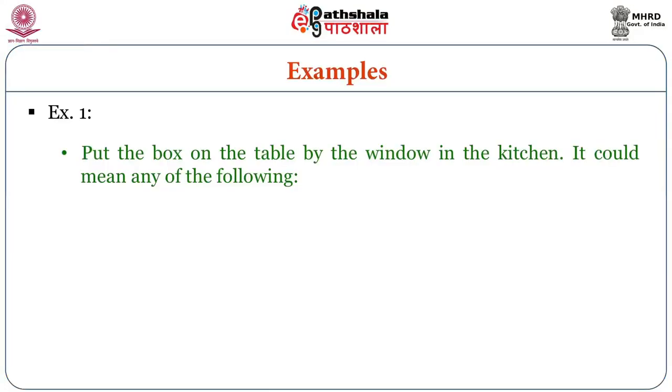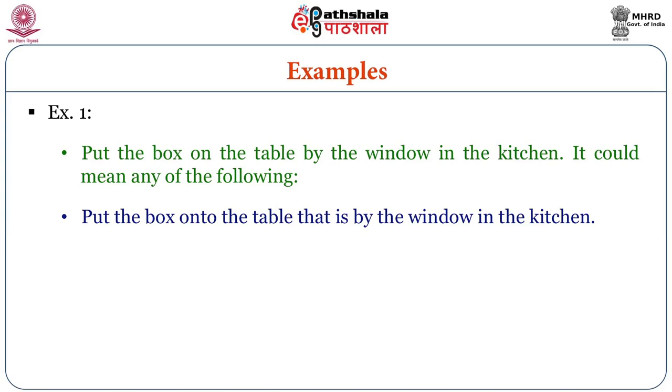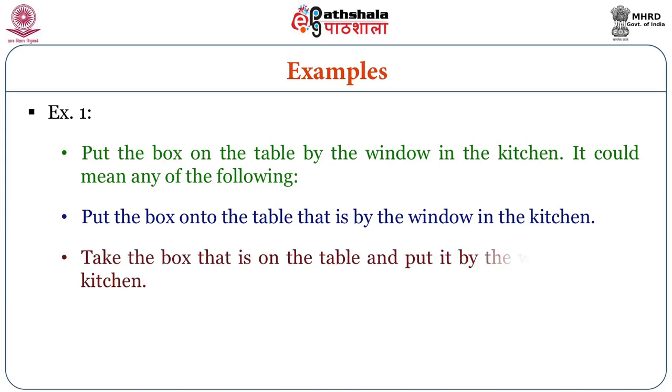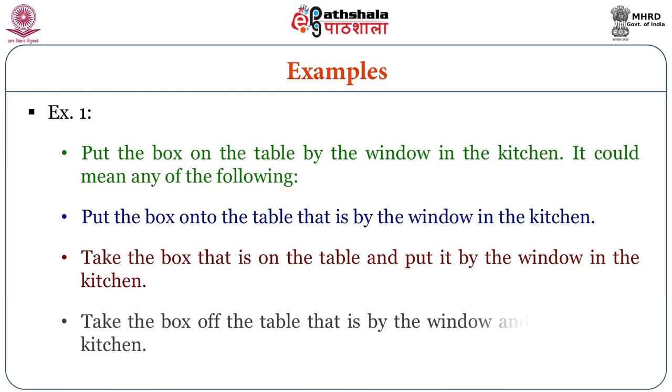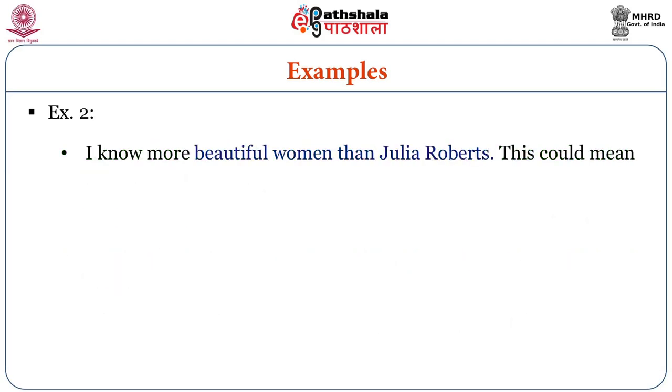Now, to make it further clear, let's look at some examples. Example number one: put the box on the table by the window in the kitchen. Okay, it is a sentence, but it is so ambiguous that it can mean any one of the following three meanings. Put the box onto the table that is by the window in the kitchen. Or, take the box that is on the table and put it by the window in the kitchen. And the third may be, take the box off the table that is by the window and put it in the kitchen.